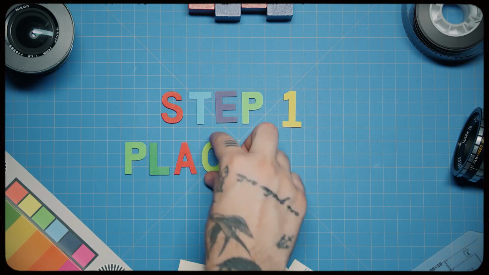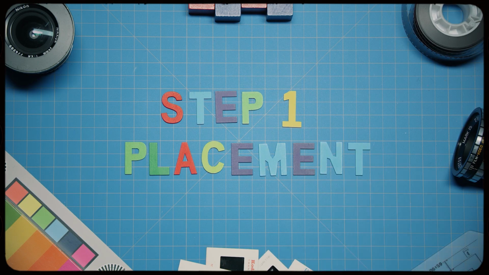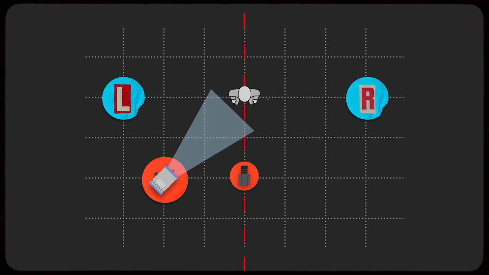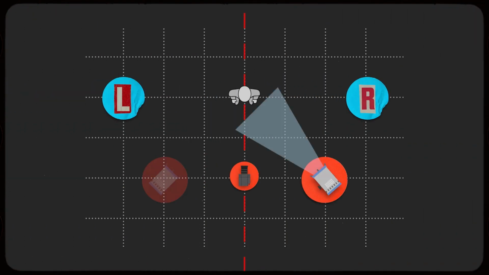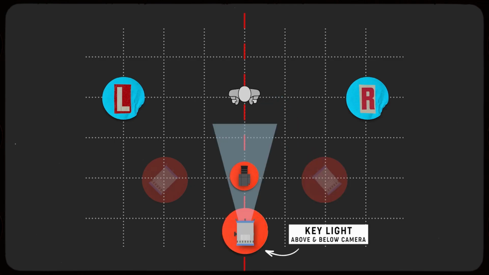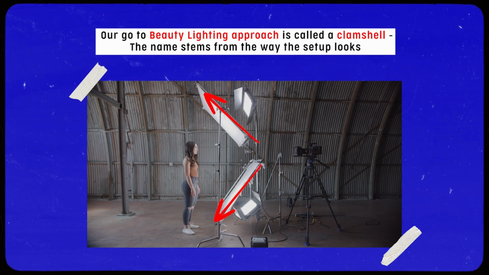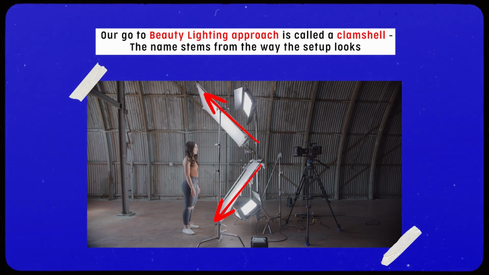The first step is placement. Placement of the lights is crucial for beauty lighting. Instead of having a key light from the left or the right, you need to place your lights right above and below your camera. We like to call this a clamshell because if you look at the setup from the side, it does resemble the shape of a clam.